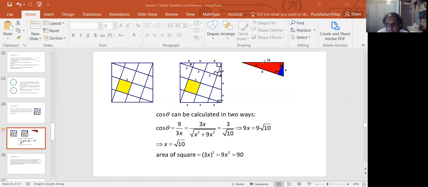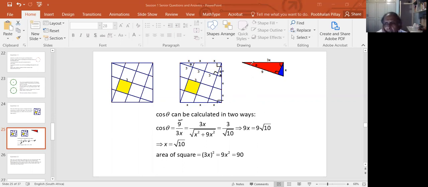And now I say that the cosine, you see, we need to calculate 3x. If you look at 3x, it's a side of the red triangle. What do we know about the red triangle? We know that this side here is 9. You see, it's the same as this. And this is the adjacent side for this red triangle as far as theta is concerned. And 3x is the hypotenuse. So, cosine of x can be calculated. Cosine of x is 9 over 3x, right?